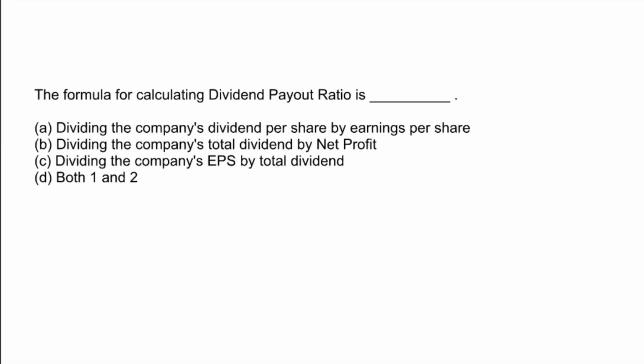Moving on to the next question, the formula for calculating dividend payout ratio is option A, dividing the company's dividend per share by earning per share. B, dividing the company's total dividend by net profit. C, dividing the company's EPS by total dividend. D, both 1 and 2. So friends, the correct answer is both 1 and 2. If you are dividing the company's dividend per share by earning per share, basically what you're doing is the same as dividing the company's total dividend by net profit, because the per share thing will get cancelled and all that remains is total dividend by net profit.